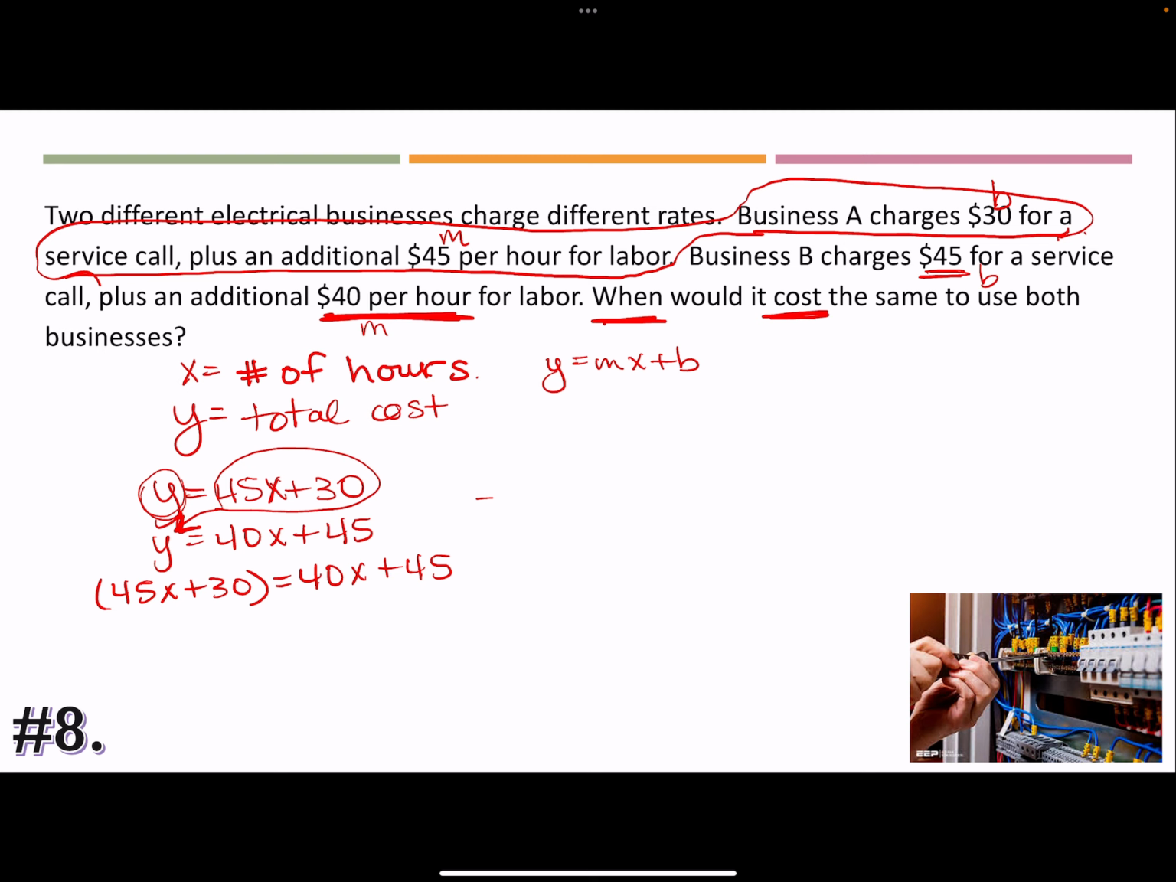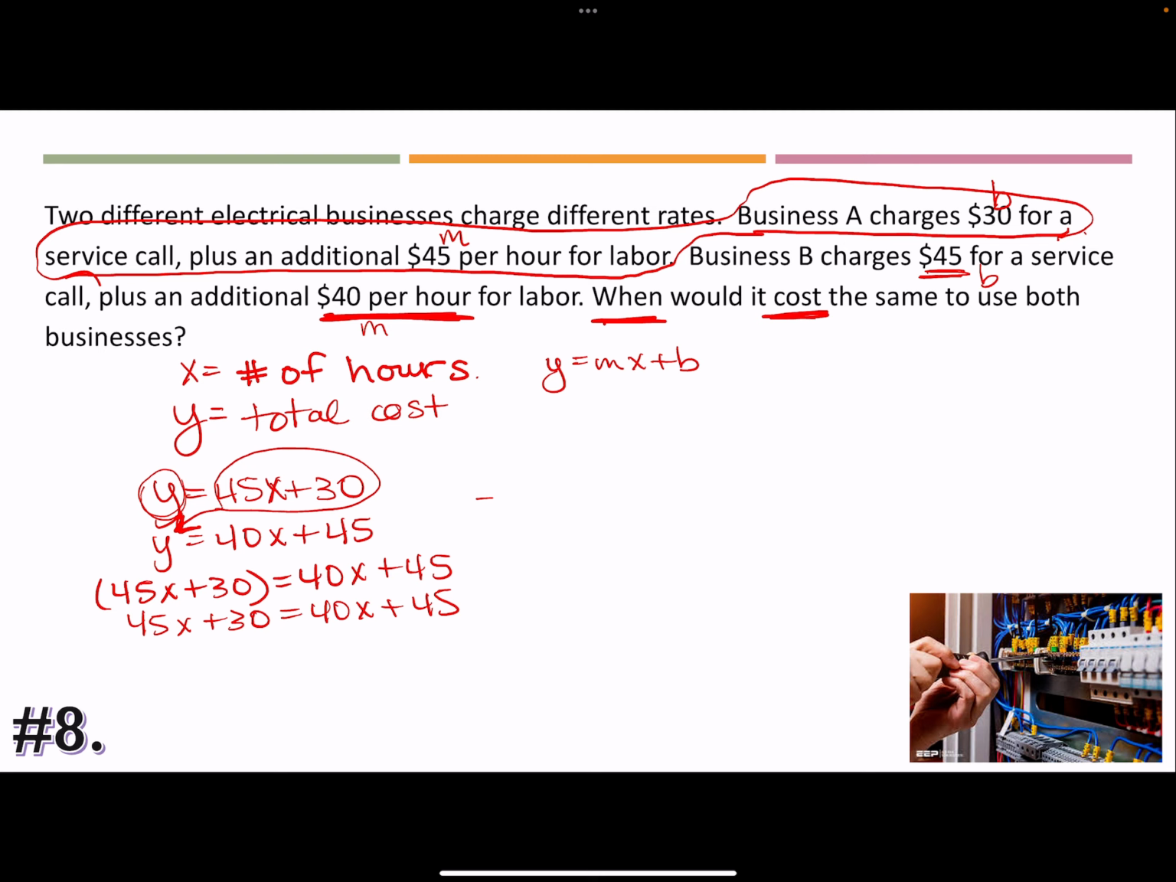If I look, these parentheses are the only thing on the left-hand side of the equation. I only have that parentheses, so I don't really have to do anything. I can just drop them. So I have 45x plus 30 equals 40x plus 45. I don't have to distribute or do anything crazy. Now just solve for x.